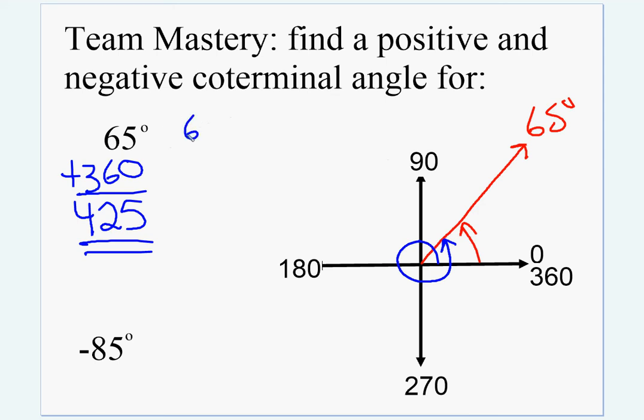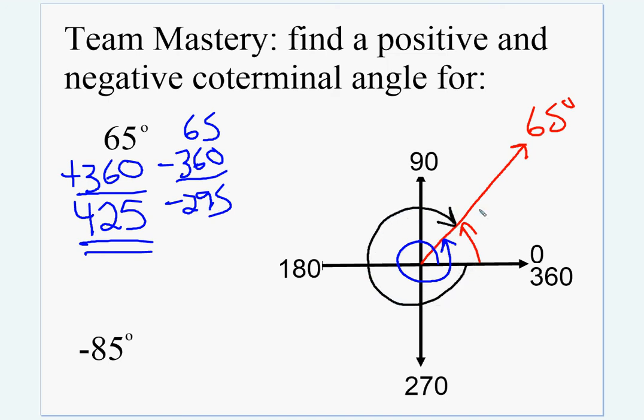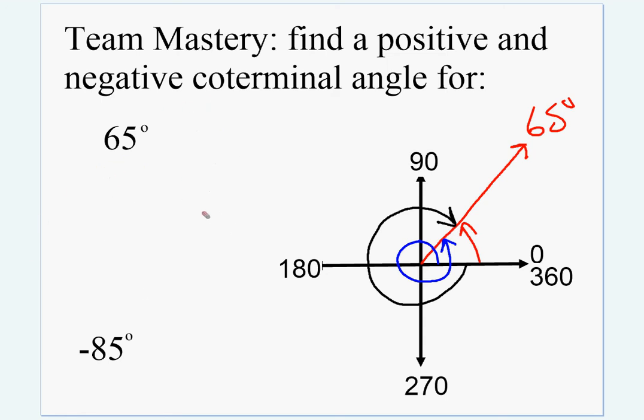And let's find a negative coterminal. If I'm at 65 and I subtract a circle, negative 360, that takes me to what? Negative 295. So I'm going to switch to black ink. And if I start here on my initial and go this way, clockwise, that is going to stop at the same terminal side. That's my negative 295. So we added a circle and subtracted a circle to get our coterminals.